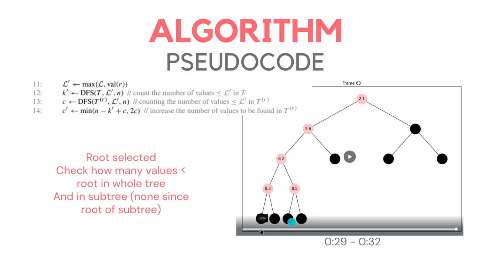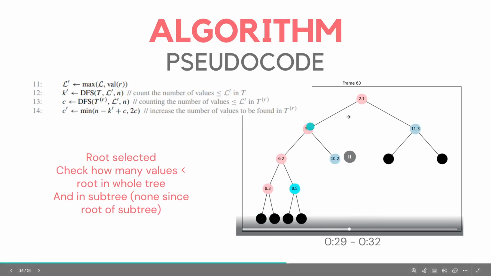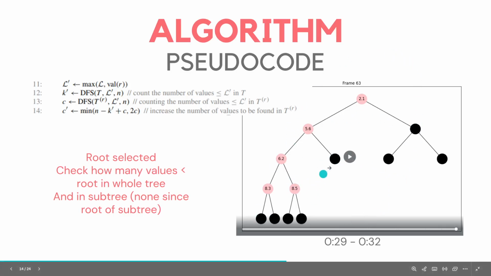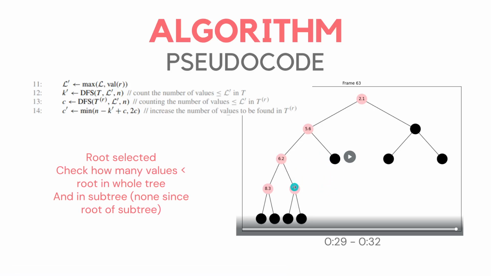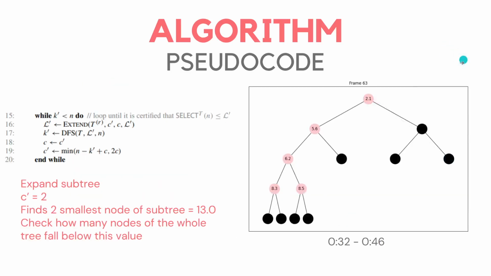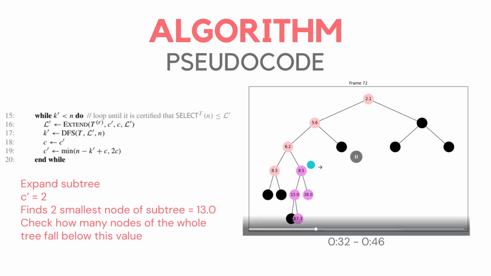Okay. Once you've done that, then from your root you check how many values in the actual tree are less than this value, and we get 8.5, which has 5 values smaller than it. This helps us because 8.5 is larger than anything we've seen before, and we know it is a good value because we're trying to find, our n is 8, so since 8.5 has 5 nodes less than it, then 8.5 is a good value. Then we continue forward and we try to expand from this subtree.